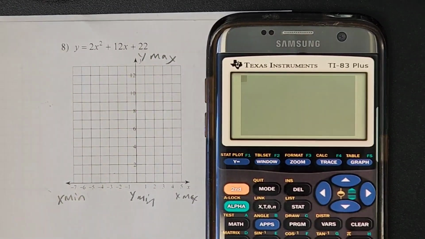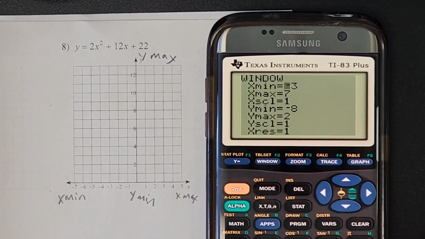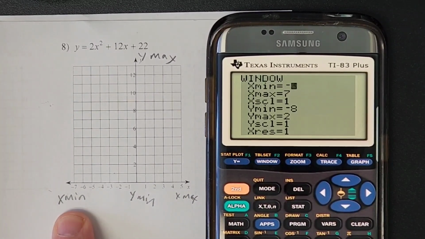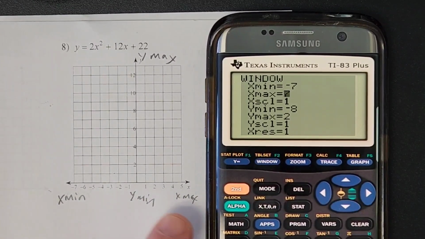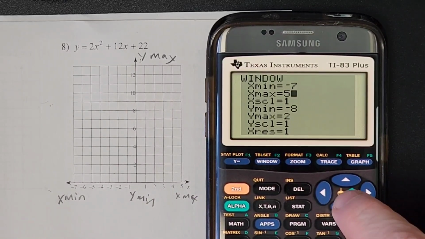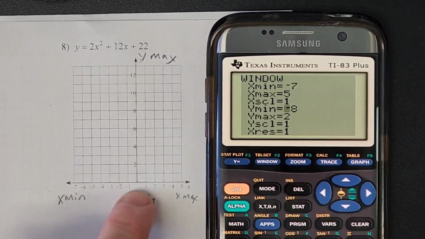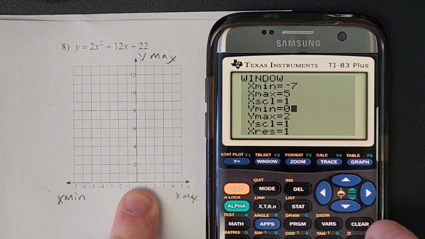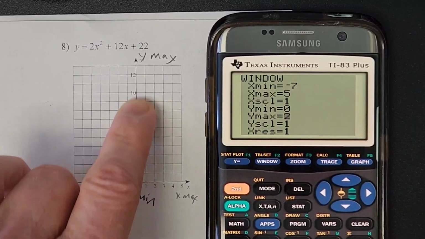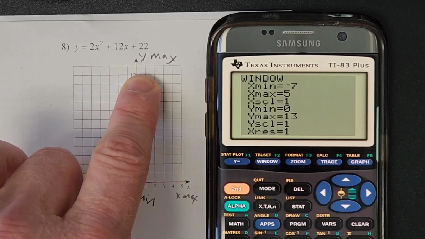So we go to our window and we find that the x min is -7, just plug that in. The x max is 5. We enter down to the y min, which is right here on the axis, so that's 0. And the y max is 13. Okay, so that's step 1.